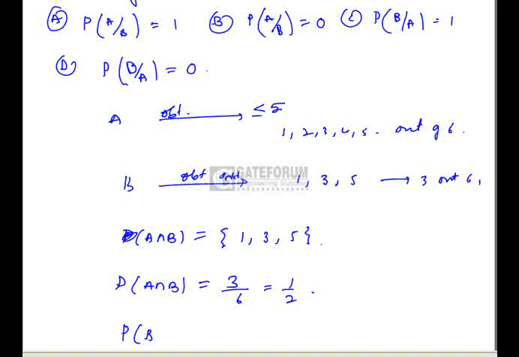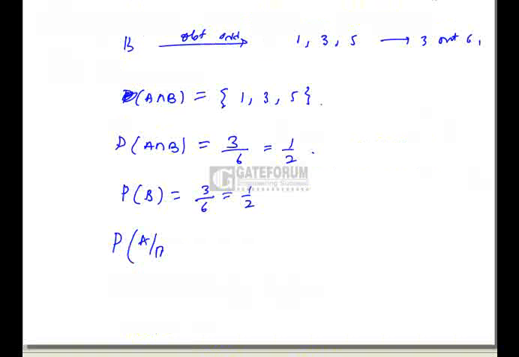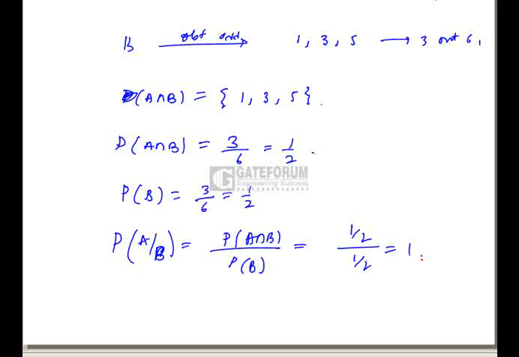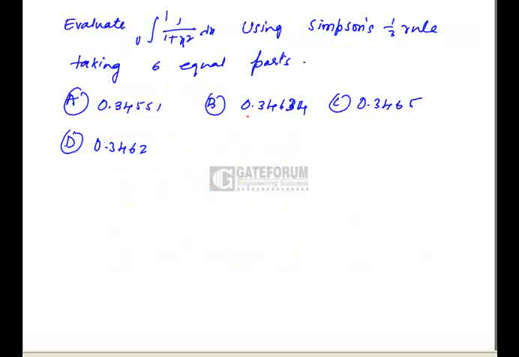And what will be the probability of event B happening? There are 3 chances out of 6, which will be half. Now let us calculate the value of P of A given B. We know that P of A given B is nothing but P of A intersection B by P of B. Let us substitute these values. P of A given B is 1 by 2 divided by 1 by 2. So the value is 1. Hence option A.